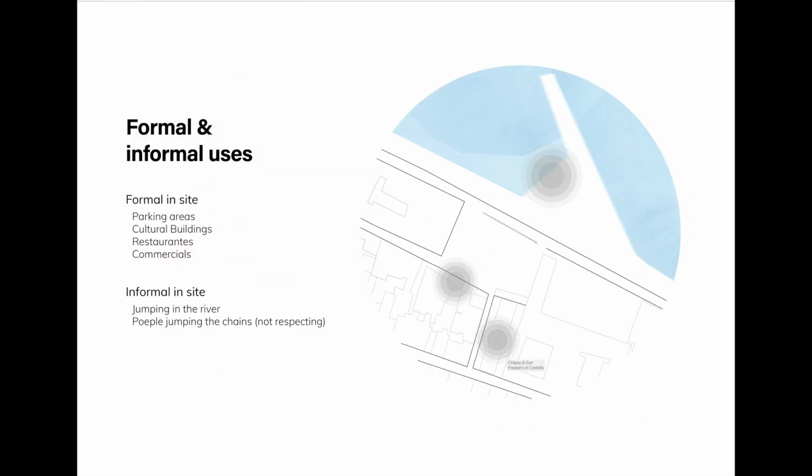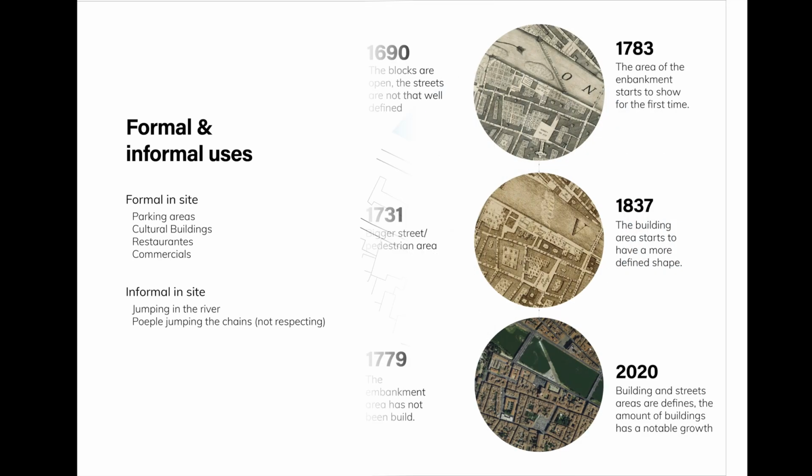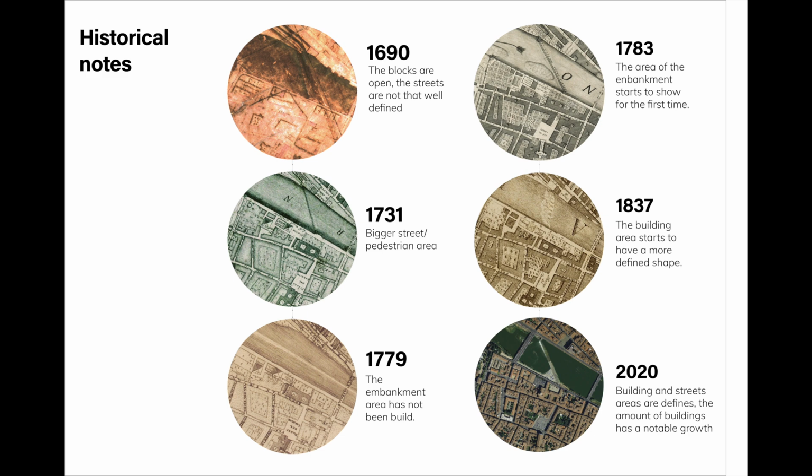So, formal and informal uses. The formal ones are the parking areas, the cultural buildings, the restaurants, and the commercials. Then the informal uses will be jumping in the river from the embankment and people jumping the chains and not respecting them. Here are some of the historical notes.